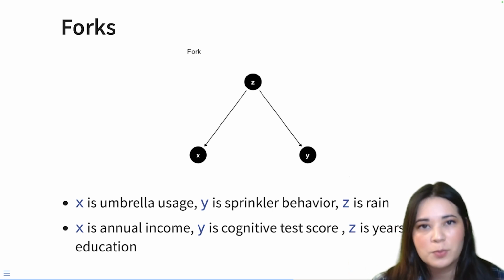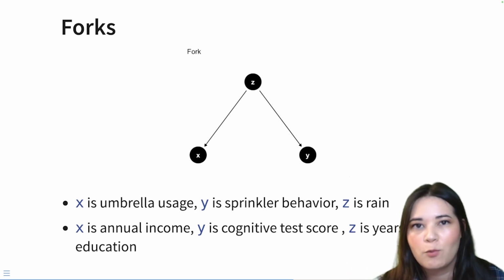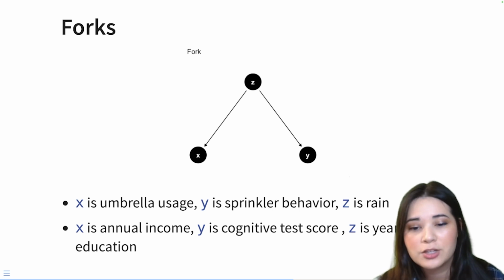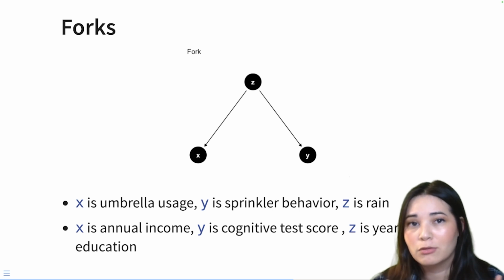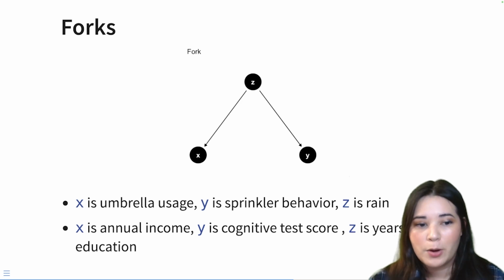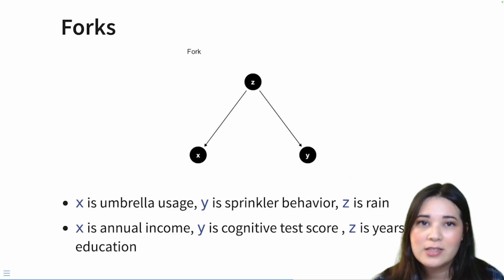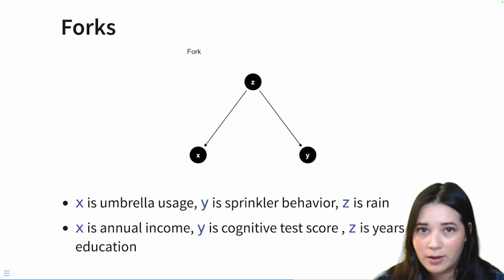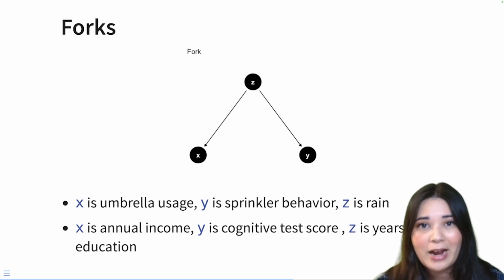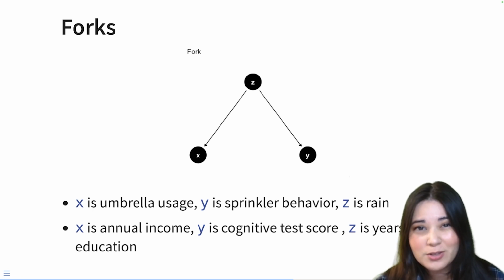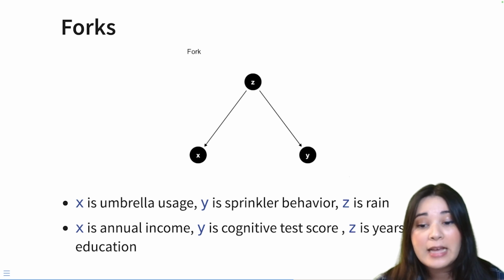When people turn their sprinklers on, it doesn't mean that people are going to have widespread umbrella usage, and vice versa. But we do know that there's a third variable, rain, which affects both whether people are bringing umbrellas and whether they have their sprinklers on. Another example is where X could be annual income, Y could be cognitive test scores, and Z could be years of education.